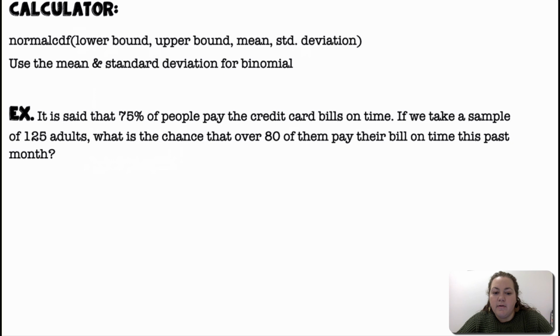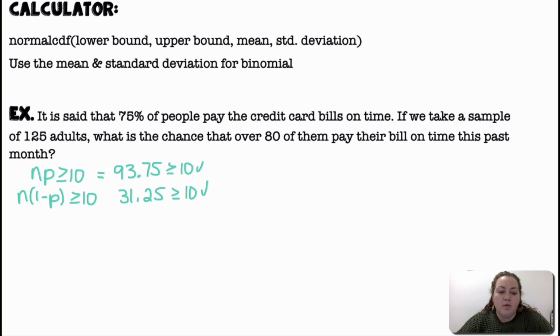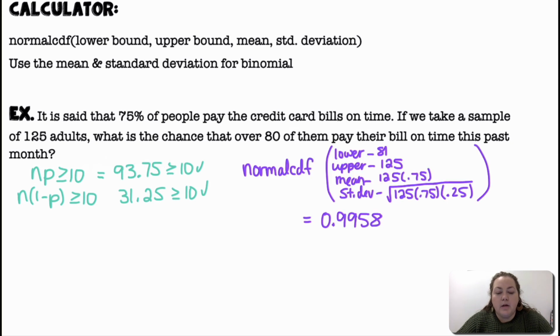So it is said that 75% of people pay credit card bills on time. If we take a sample of 125 adults, what is the chance that over 80 of them will pay their bill on time this past month? All right, so I'm checking the conditions. N times p has to be greater than or equal to 10, which is also my expected value there. And then n times 1 minus p has to be greater than or equal to 10, which they both are. All right, so I can do a normal CDF.